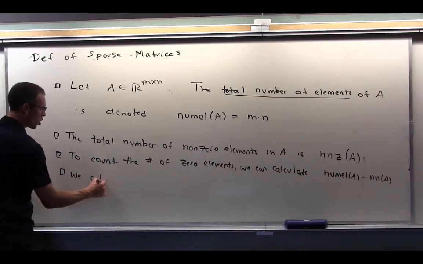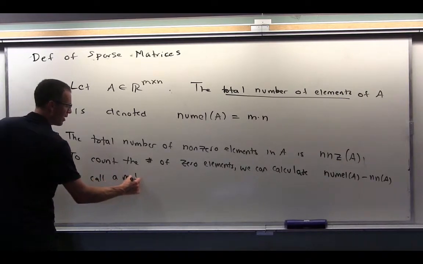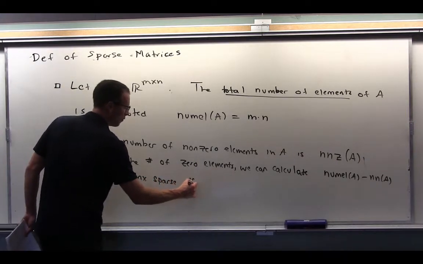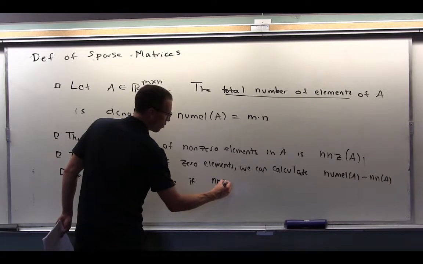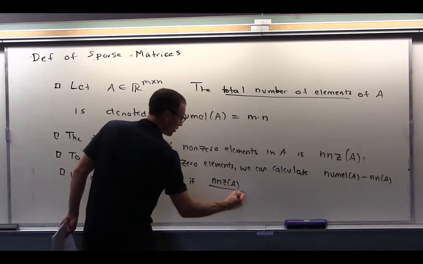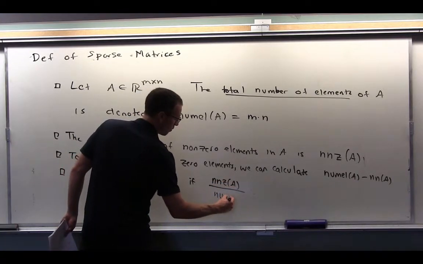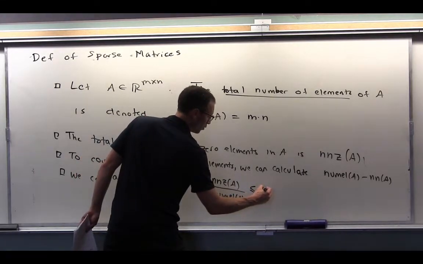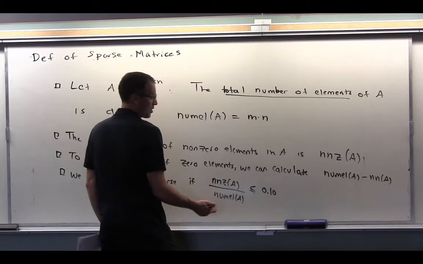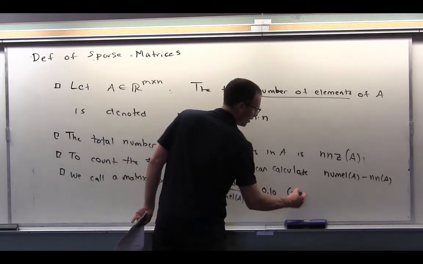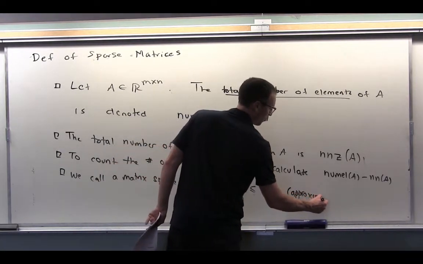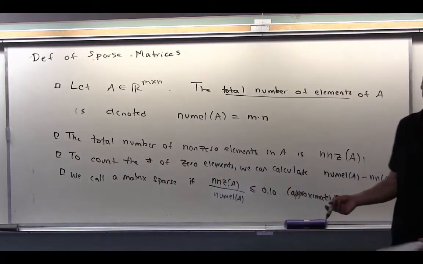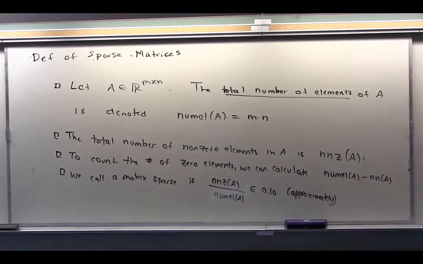We call a matrix sparse if the total number of non-zero elements in the matrix divided by the total number of elements is less than or equal to 0.10. And this is approximate. There's not actually a formal mathematical definition of what sparsity means. But generally we say that if only 10% of the elements are lit up, we might call that sparse.